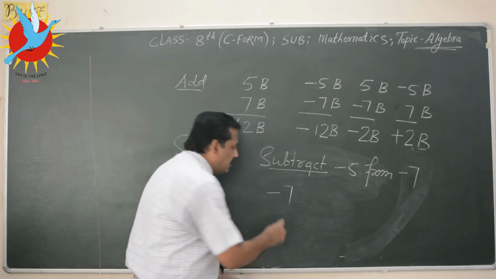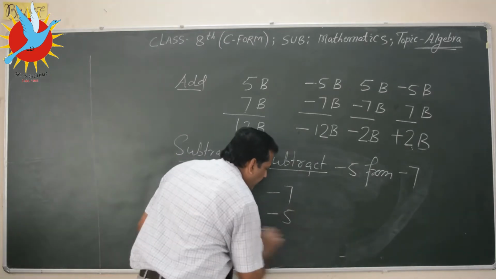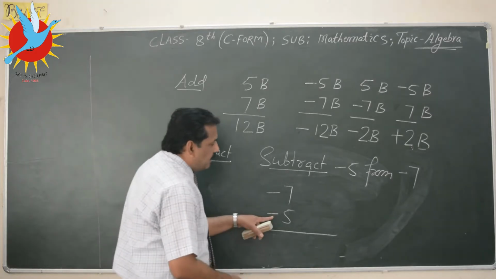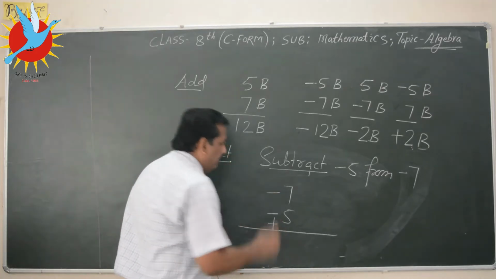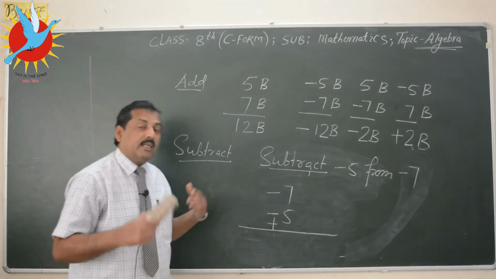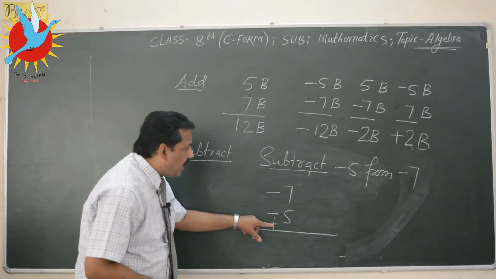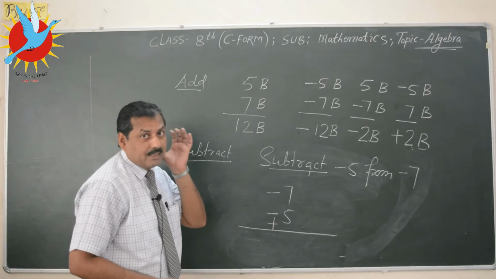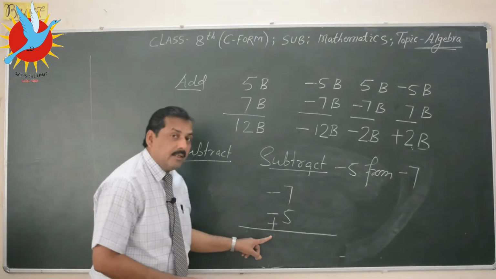Then next is minus 5. Okay, what next? Reverse the sign. So this is negative, this will be positive. Now follow the addition rule. This is plus and this is minus. So there is conflict, both are having different signs. So what should be the sign in the result?